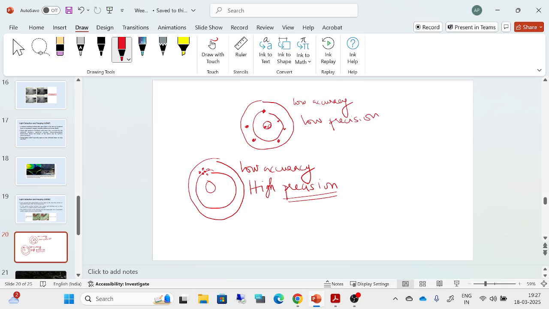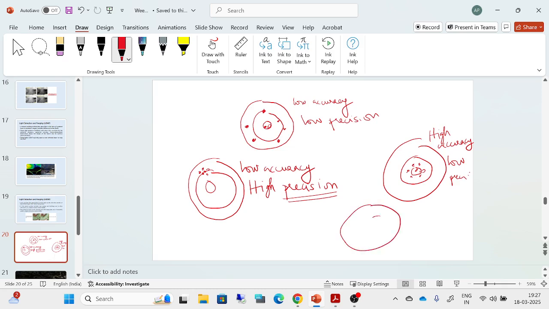So this is another one. And then you have another image like this, in which you have points in and around the true value. In comparison to the previous ones, here you have high accuracy. But since the points are very spread out, unlike this, the precision is low. Low precision. And then the final image, where you have both accuracy and precision high, is this one. So both are high: high accuracy and high precision.